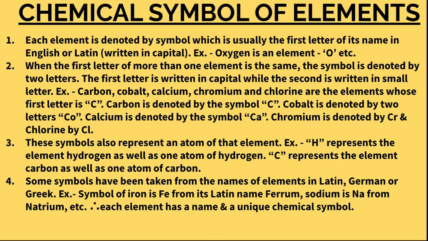Some symbols have been taken from the names of the elements in Latin, German and Greek also. For example, the symbol of iron is written as Fe from its Latin name ferrum. Then for sodium, the symbol is Na, capital N, small a, from the name natrium. Therefore each element has a name and a unique chemical symbol.